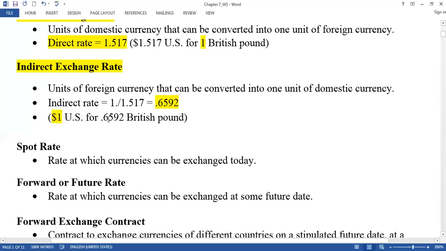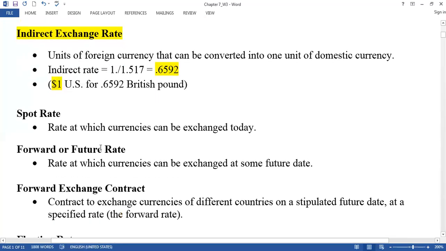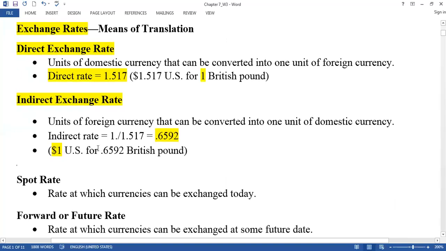You need, that means 0.6592 British pound is required to buy $1. So it's not a very big deal. When I solve the question, it will make it easier for you.